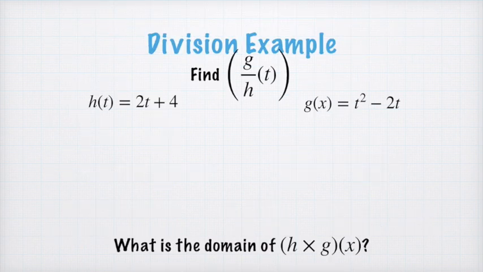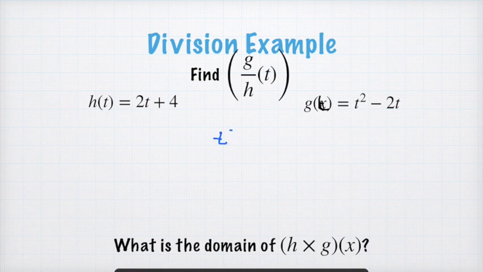So we're going to do a division example really quickly here. What we're going to want to do is divide h of t by g of t. Or in this case, it's actually telling us to divide g of t by h of t. So we have to be really careful with what we're doing. We're going to write g of t on the numerator, t squared minus 2t. And we're going to divide that by 2t plus 4.